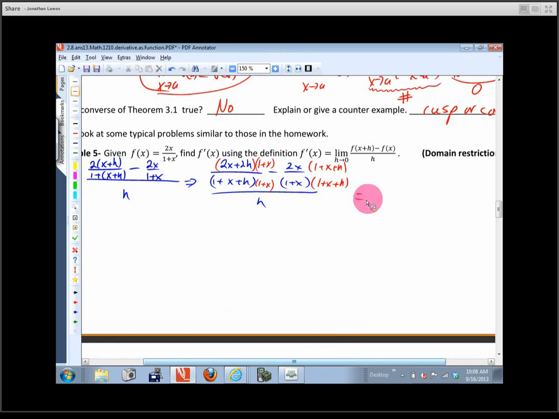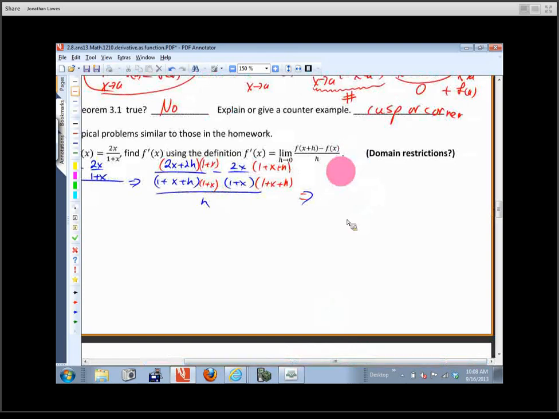So that's going to give me, let's see, my common denominator is 1 plus x plus h and 1 plus x. And then my numerator here, I'm going to go ahead and distribute this through. This is going to be 2x plus 2h. Then it's going to be plus 2x squared. Then it's going to be plus 2xh.